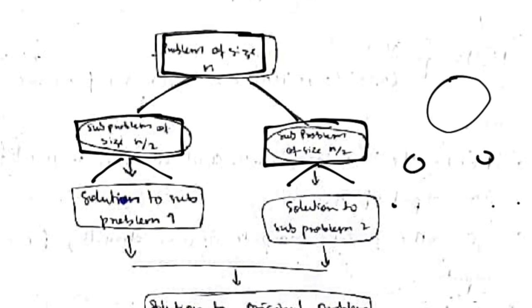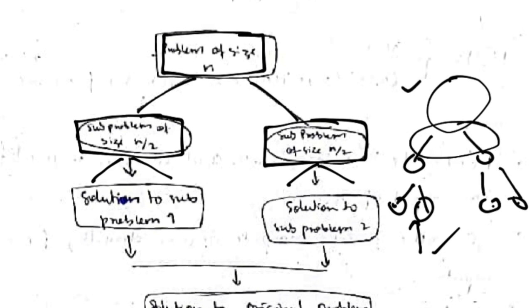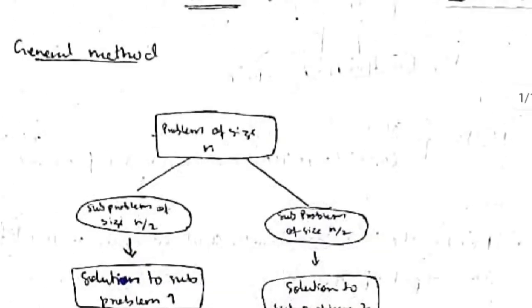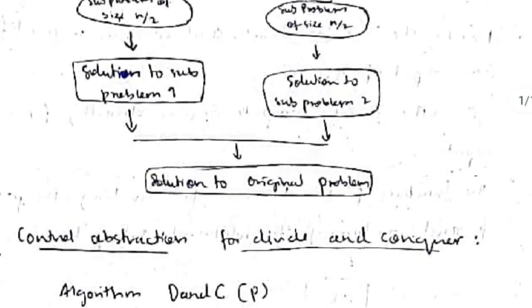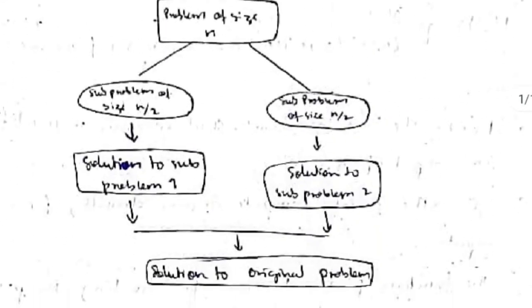When it becomes small enough that we can solve it directly, we solve it directly, and the solutions are combined to get the solution of the upper level, and finally we combine to get the final solution. That's what we do in divide and conquer. It has two parts. First we divide the problem, and then we conquer it, meaning we find the solution to the main problem. So that's the general method.